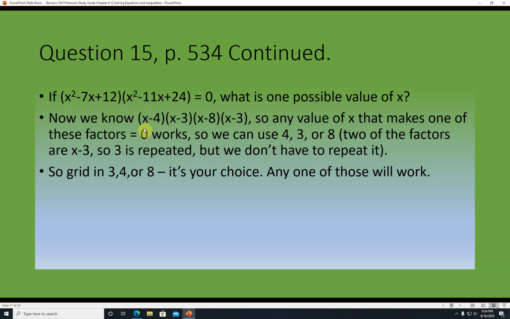But that's okay. You only need to come up with one value. So you can grid in 3, you can grid in 4, you can grid in 8. It's your choice. Any one of those will work. And that takes us to the end.